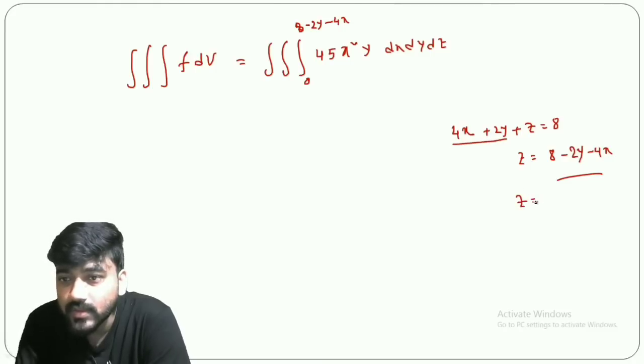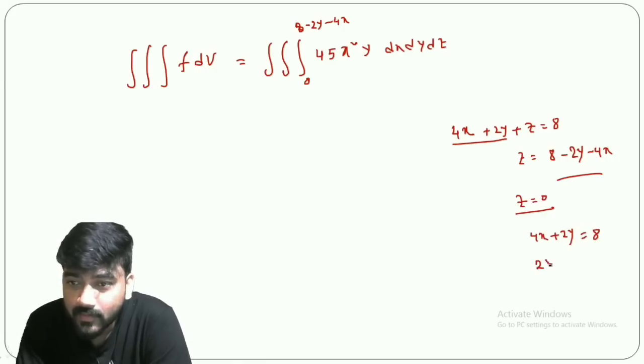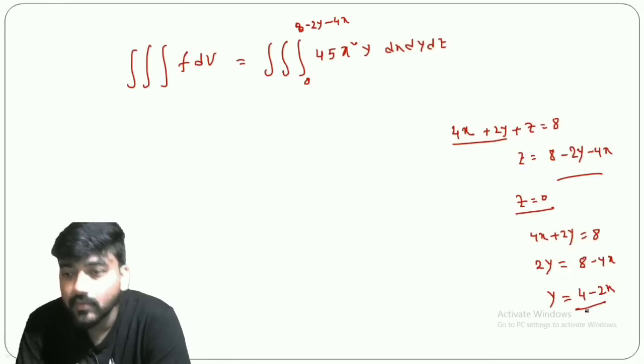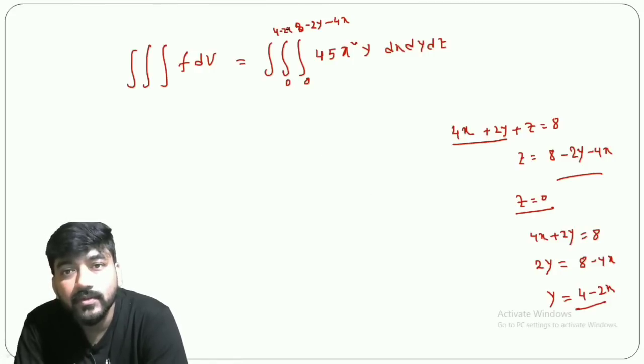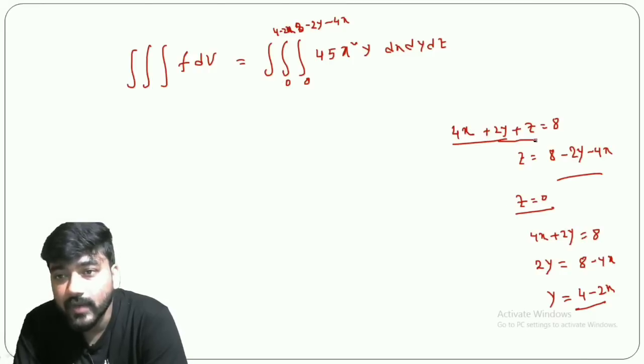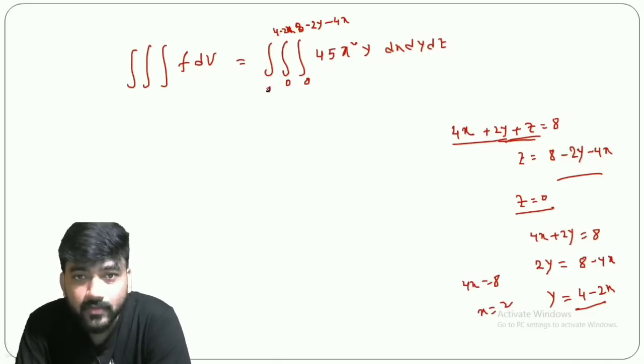If you put z = 0, then the limit of y will be from 4x + 2y = 8. So 2y = 8 − 4x, so y will be 4 − 2x. So it will be 0 to 4 − 2x. And then finally you should put y = 0, z = 0. Then you will get 4x = 8, so x = 2. So x will vary from 0 to 2.